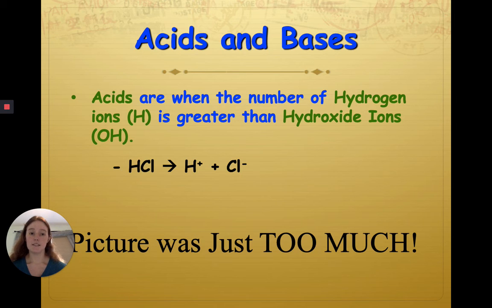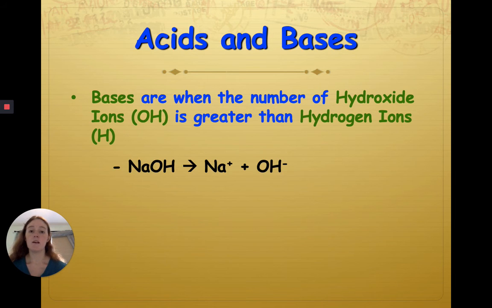Acids and bases. So acids are when the number of hydrogen ions, so that's a capital H, are greater than hydroxide ions. And I didn't get any pictures of acid and base burns, because they are way too gruesome to put online here, in my slides at least. Please don't look that stuff up, it will make you nauseous. Bases are when the number of hydroxide ions are greater than hydrogen, so it's the exact opposite of an acid.